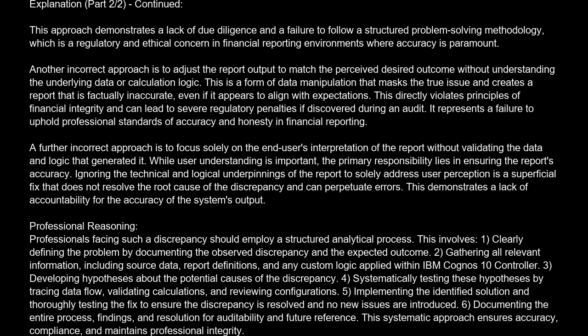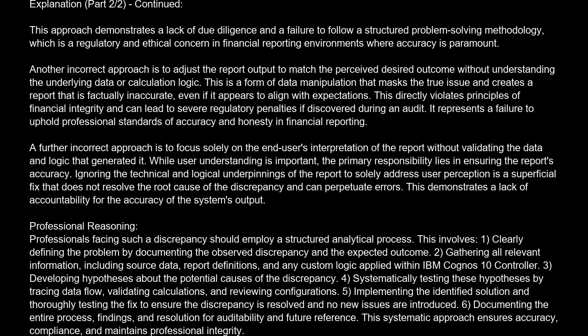Another incorrect approach is to adjust the report output to match the perceived desired outcome without understanding the underlying data or calculation logic. This is a form of data manipulation that masks the true issue and creates a report that is factually inaccurate, even if it appears to align with expectations. This directly violates principles of financial integrity and can lead to severe regulatory penalties if discovered during an audit. It represents a failure to uphold professional standards of accuracy and honesty in financial reporting.